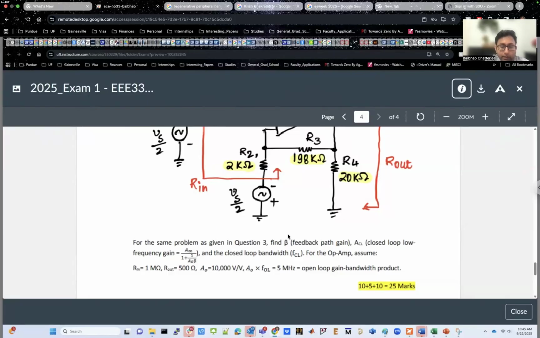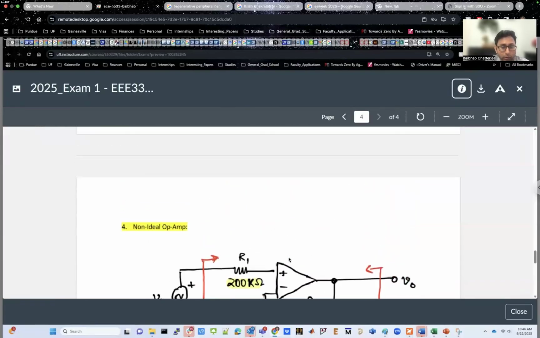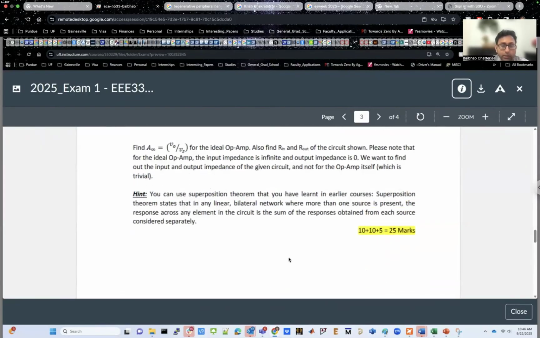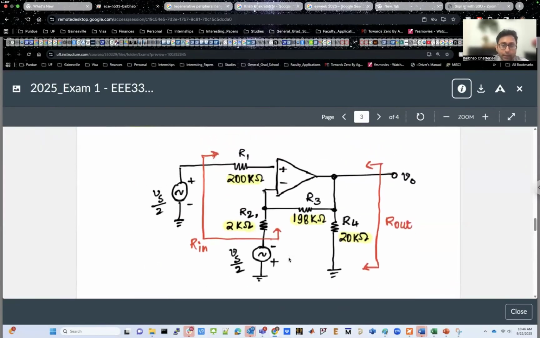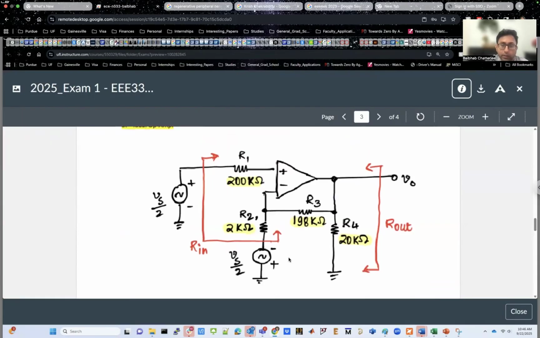With that, you need to find out what is the beta, that's a feedback path gain, and what is the closed loop low frequency gain, ACL, which is A infinity divided by 1 plus 1 over A naught beta, right? And as well as the closed loop bandwidth. Okay. So your question number 4 is related to non-ideal op-amps, whereas your question number 3 is completely related to ideal op-amps. Any questions on the exam 1?